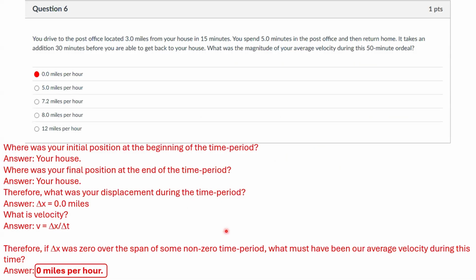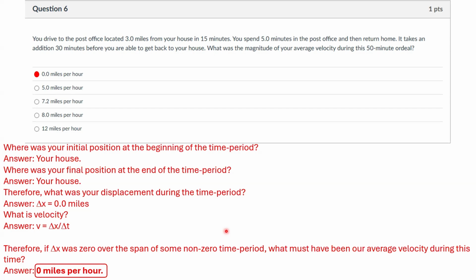Question 6. You drive to the post office located 3 miles from your house. It takes you 15 minutes. You spend 5 minutes at the post office, and then you go back home. It takes you 30 minutes for the return trip. What is your average velocity during the full round trip 50-minute ordeal?